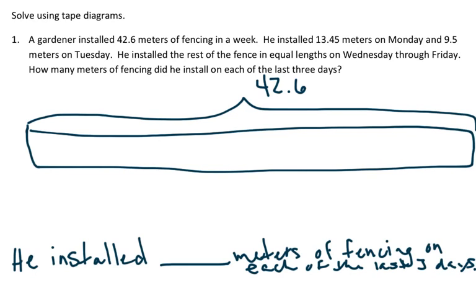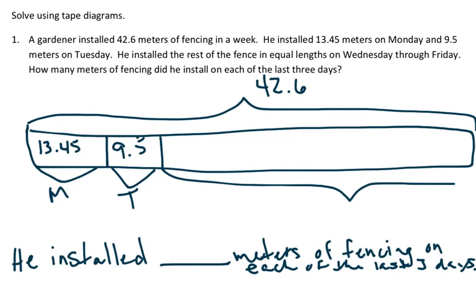So I'm taking 42.6, and I know some information. So this is just going to represent Monday right here. Okay, so this is Monday. And on Monday, he installs 13.45, okay? And then on Tuesday, it's a little less than that. He does 9.5, okay? And so I know that the remaining portion of this is going to be broken up. So this part right here is going to be broken up into 3 pieces. So I don't know those pieces just yet.